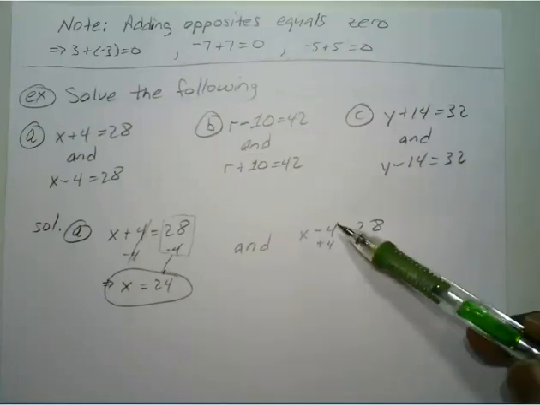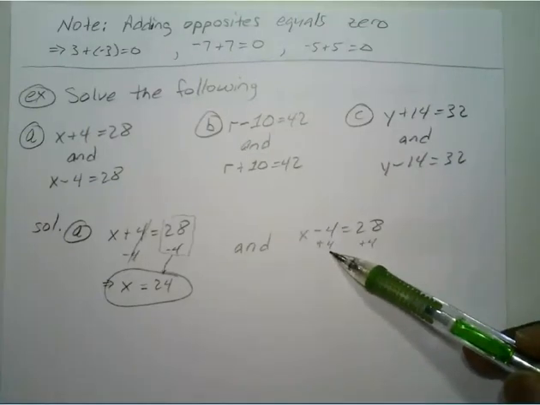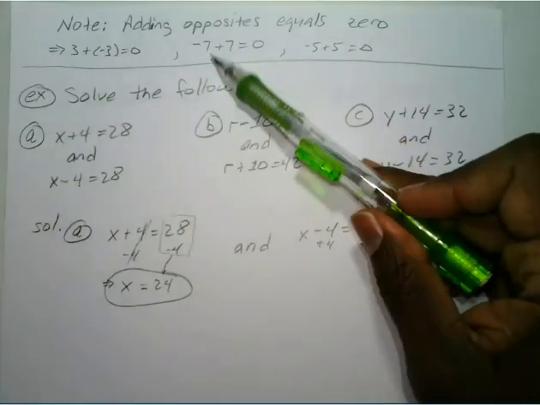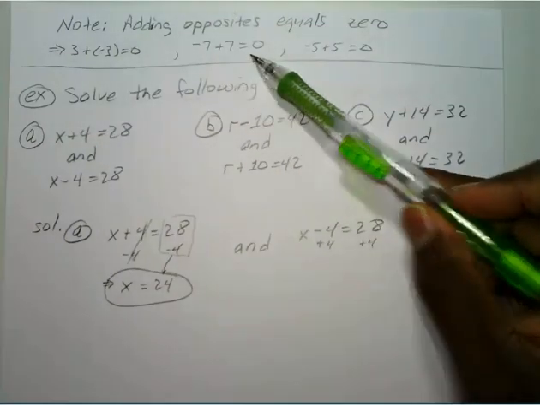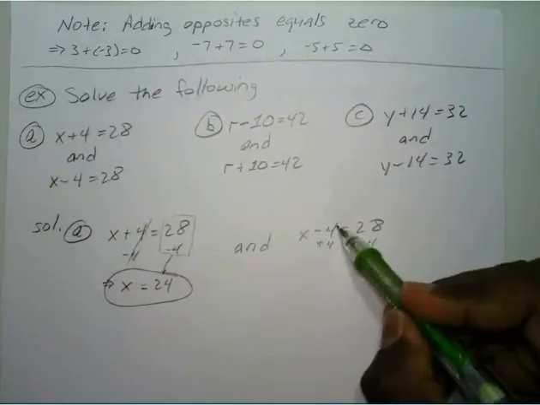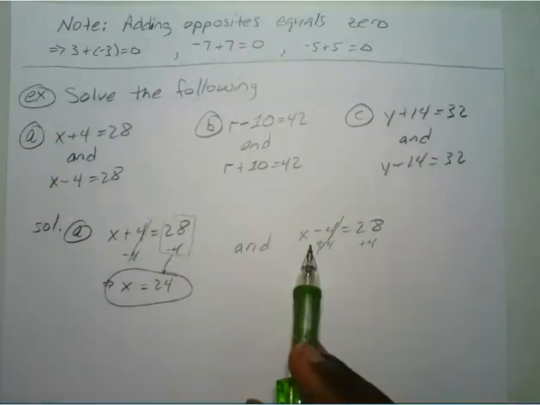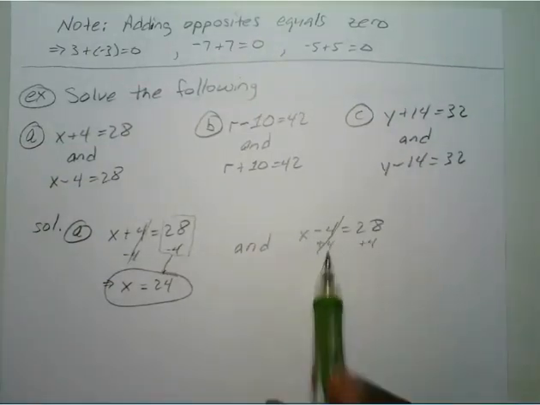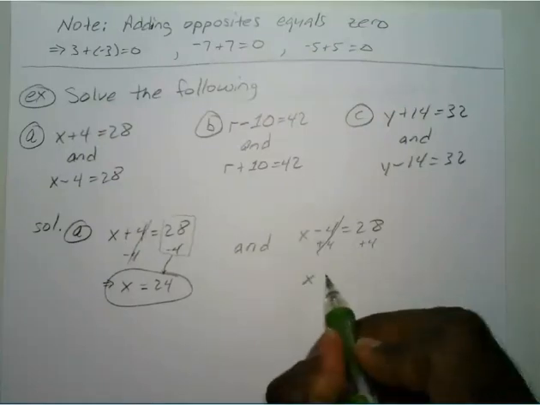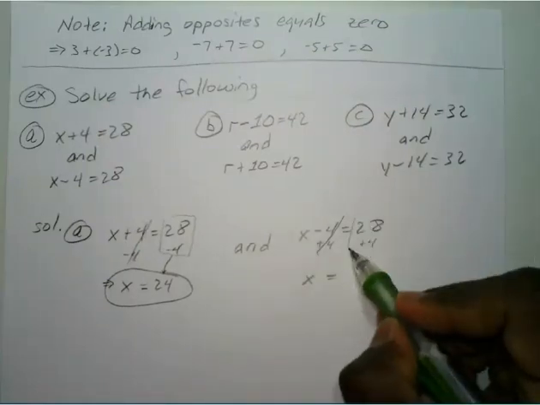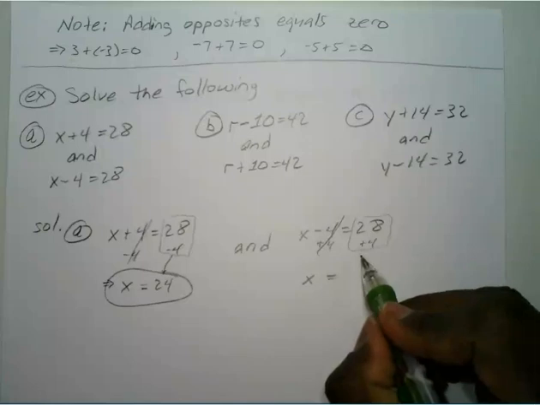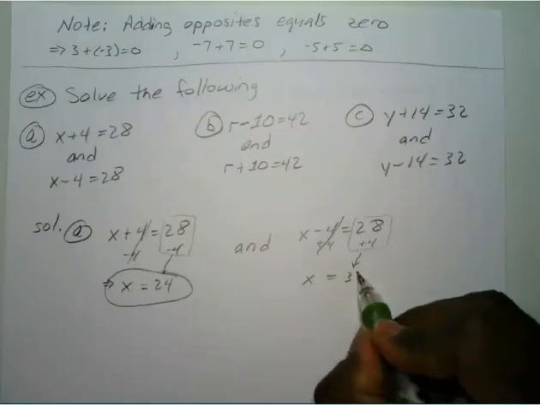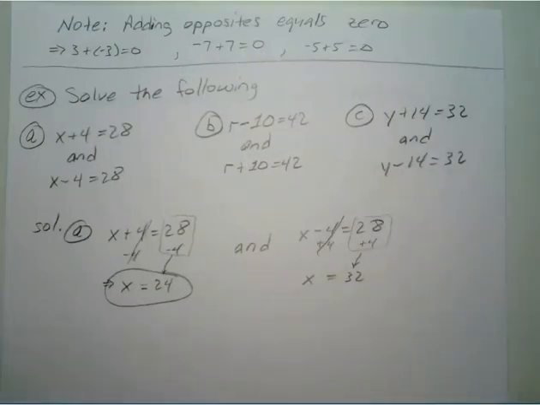Okay, so if you have negative 4 plus 4, just like up here, we have negative 7 plus 7 is going to equal 0. Negative 4 plus 4 is 0, so that disappears. So on your left side, you have x plus 0, which is just x, is equal to 28 plus 4, which is 32. Okay. So as long as you remember to do the same thing to both sides of the equal sign, you'll always be okay.